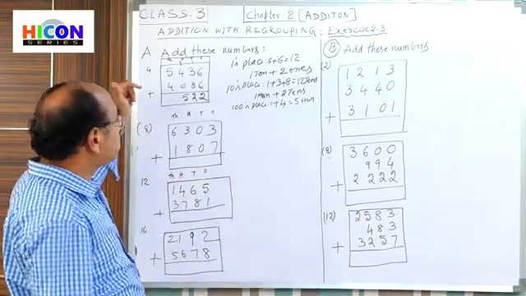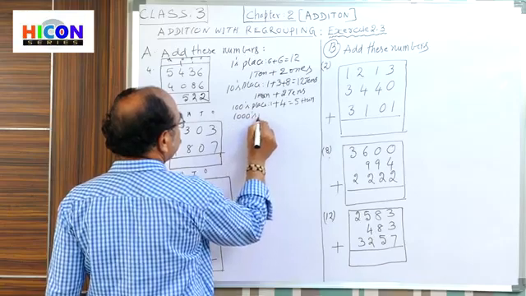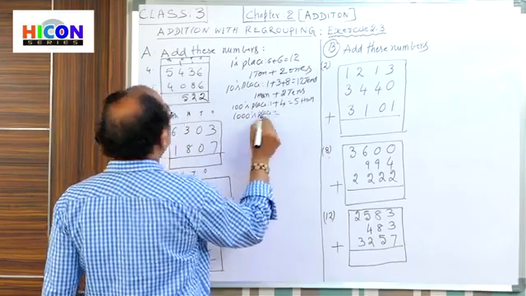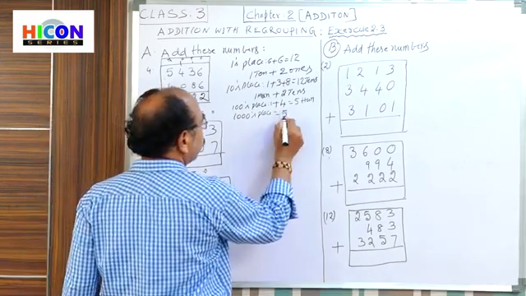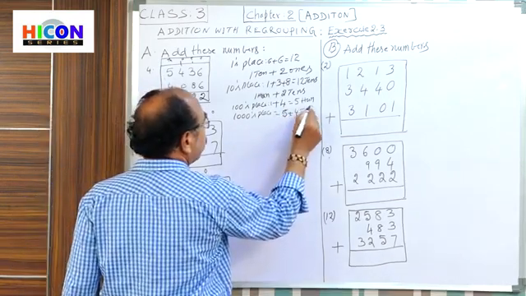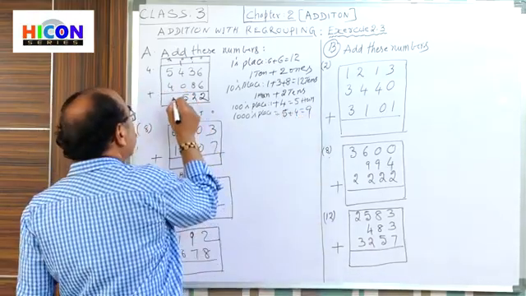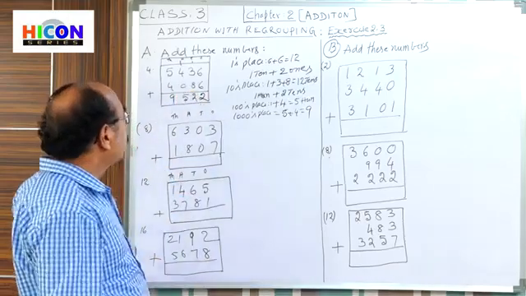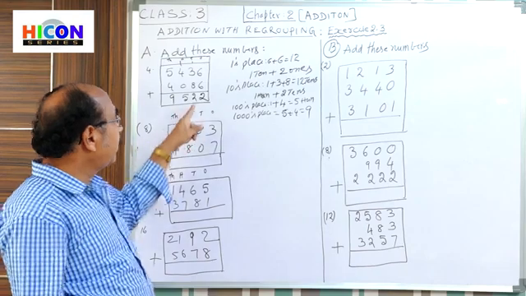Now we go to the thousands place. What are the digits in the thousands place? 5 and 4. 5 plus 4, how much? 9. So 9,000. 9 is a single digit number. So we write here 9. So what is the total sum of these two numbers? 9,520.